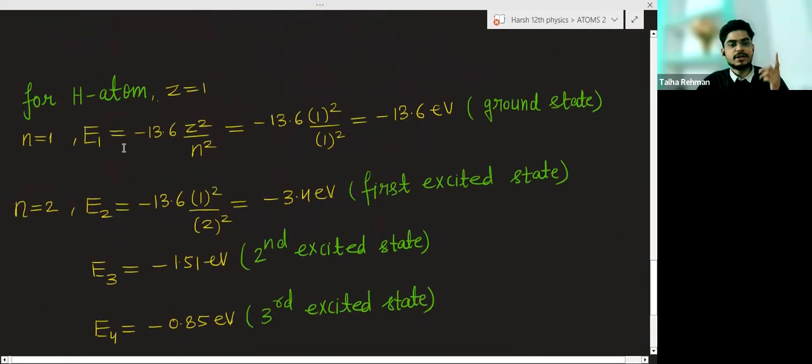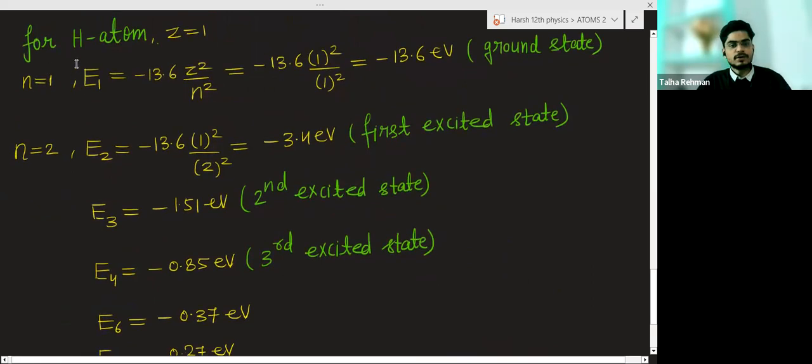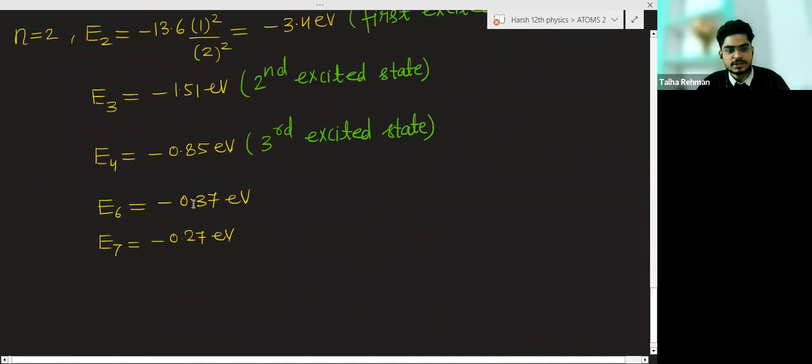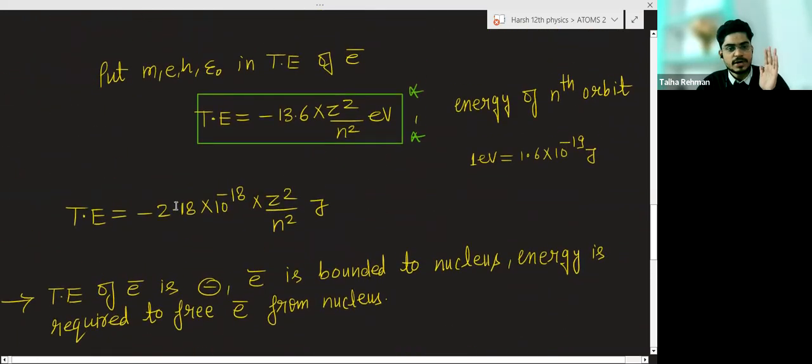We have written energy for n is equal to 1, means in the ground state the energy of the electron will be this. For E2, this is the energy. E3, this is the energy. E4, this is the energy. E5, E6, E7, you can calculate with the help of this formula.